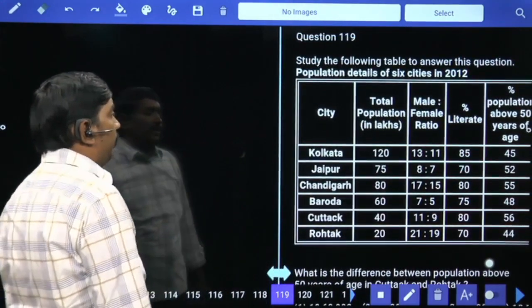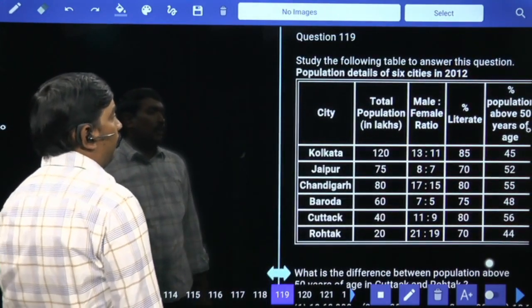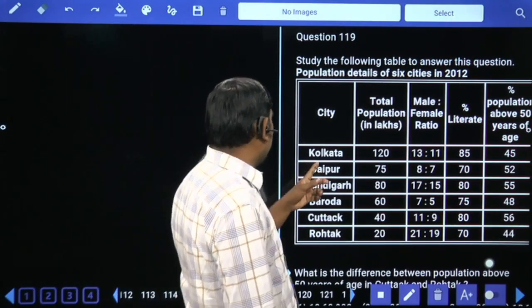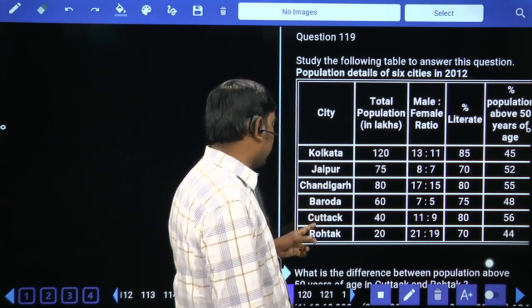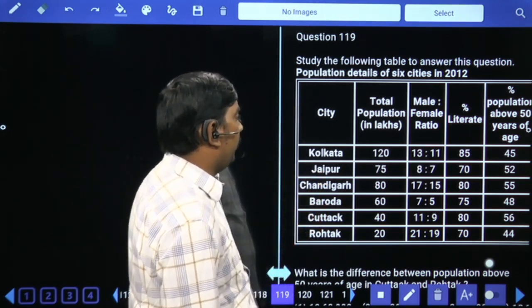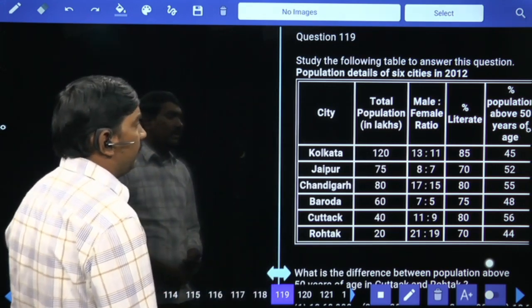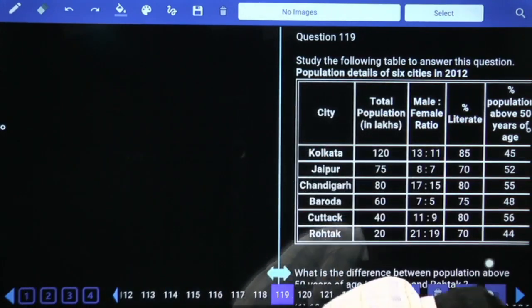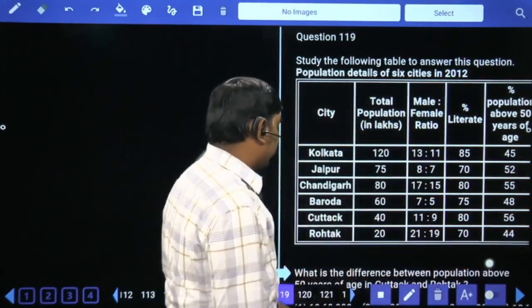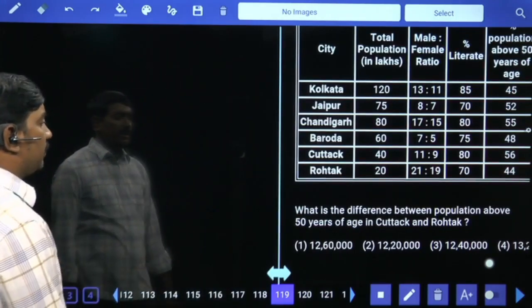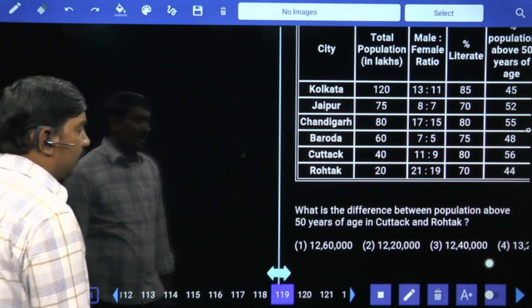Study the following table to answer the questions. Population details of 6 cities in 2012: Kolkata, Jaipur, Chandigarh, Baroda, Cuttack, Rohtak. Total population, male to female ratio, percentage of literate, percentage population above 50 years of age. First one: what is the difference between the population above 50 years of age in Cuttack and Rohtak?